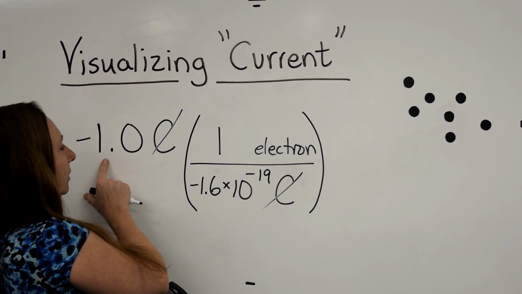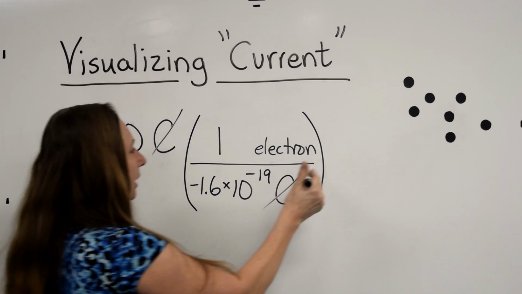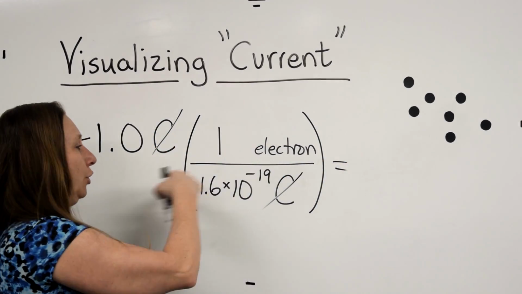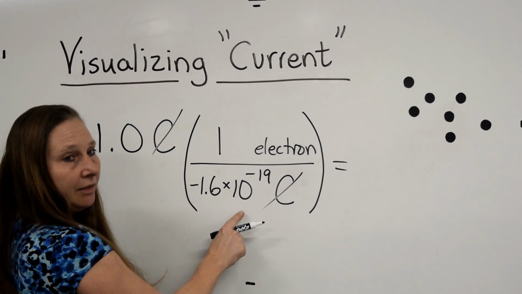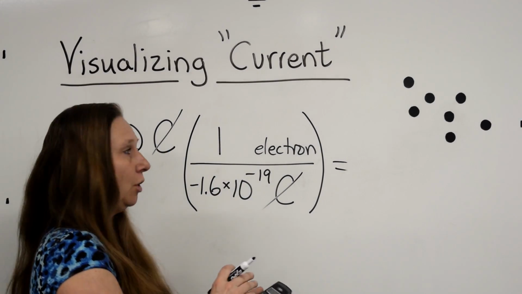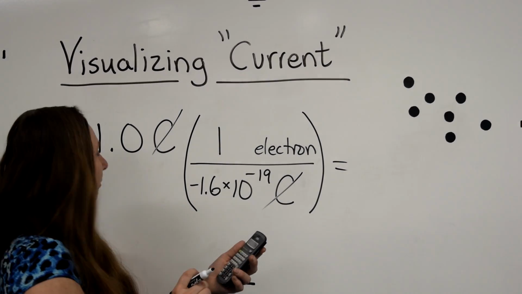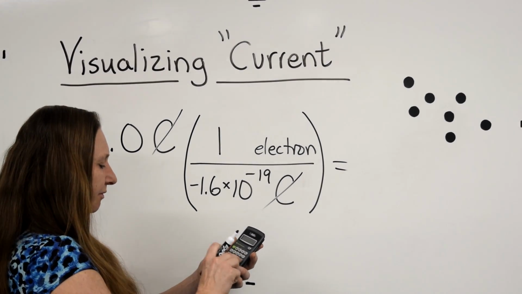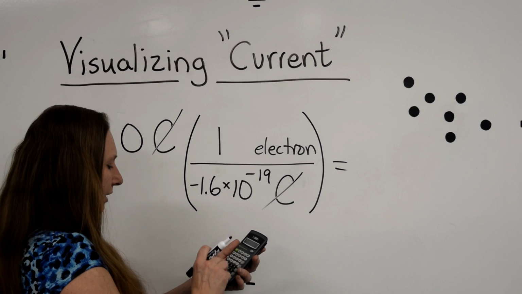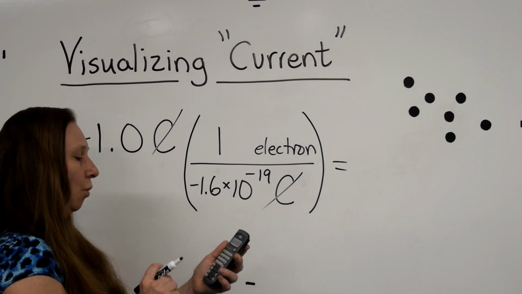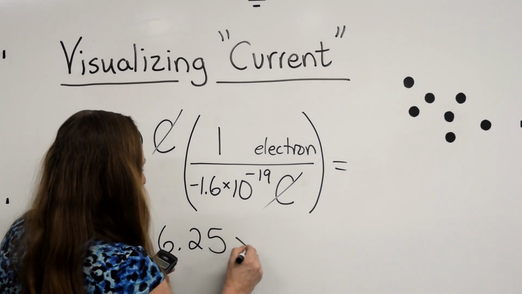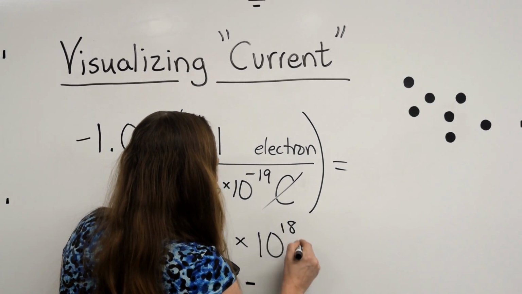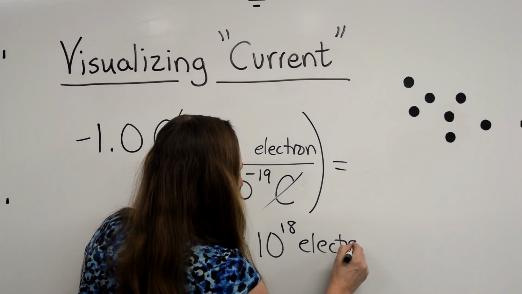I say 1 divided by, see how it's on the bottom? The equal sign is over here. Don't cross multiply, you can't. This is 1 divided by this big number down here. Well, actually, this is a very small number. So 1 divided by 1.6 times 10 to the negative 19 is, wow, 6.25 times 10 to the 18th electrons.